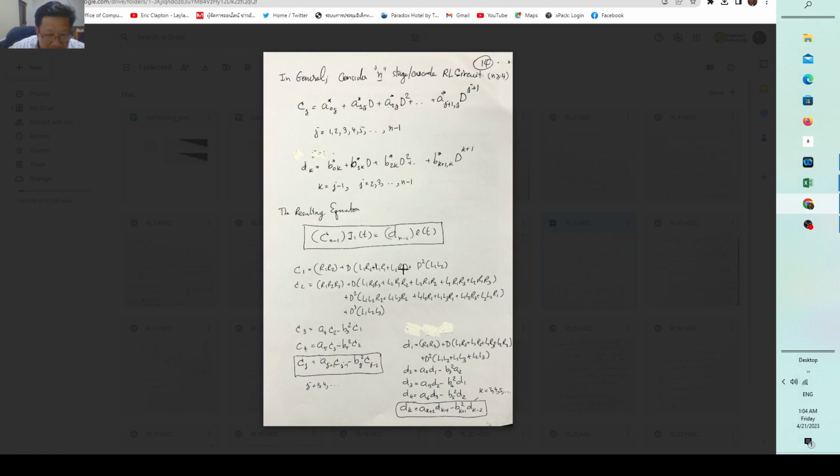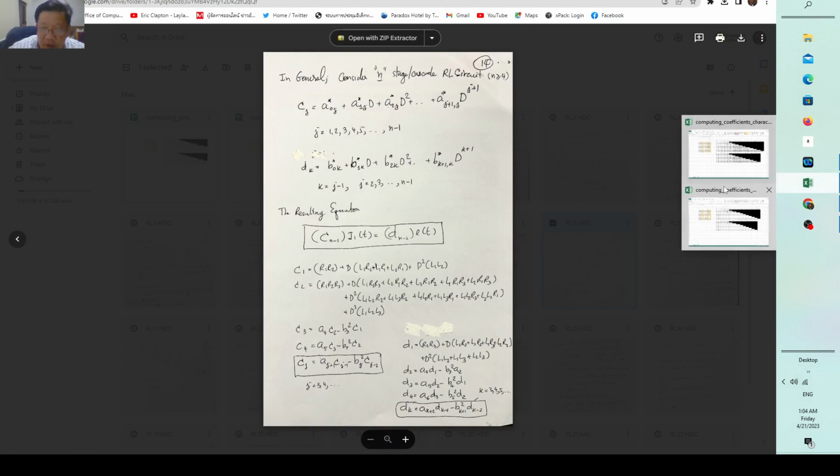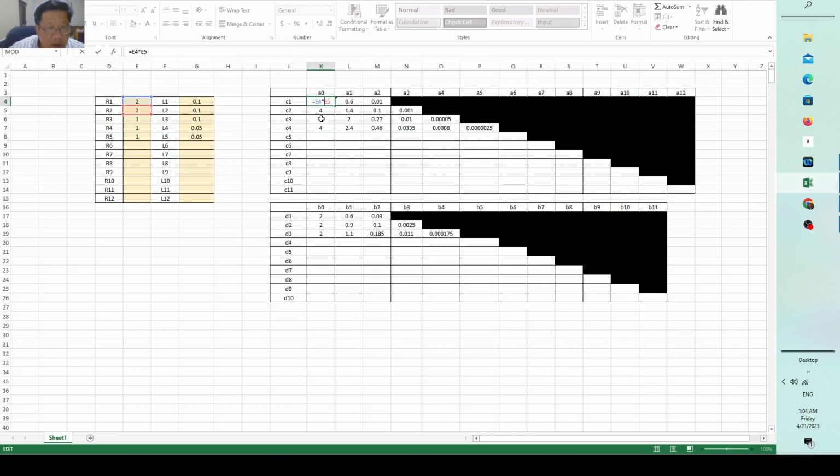And then the linear term, the coefficient that multiplies the D term, is L sub 1 times R2 plus L sub 1 times R1 plus L sub 2 times R1. And then the square term is L sub 1 times L sub 2. So you can see that I just put this formula and make a link for this one. This one is R sub 1 times R sub 2. So for the easy one, let's do A sub 2 here. A sub 2 is G4 times G5. This is L sub 1 times L sub 2.